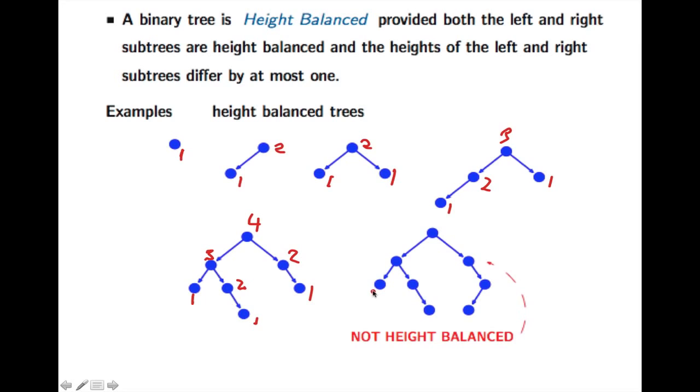But here, if we go and add this one node, so now we have 1, 2, 3, then at this moment we don't have a height balanced tree, right? Because on the right hand side we have a tree of height 2, and here we have a height of 0. So there's a gap of 2, and that is too much.